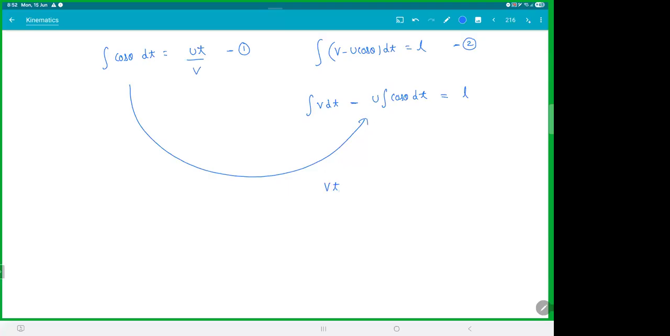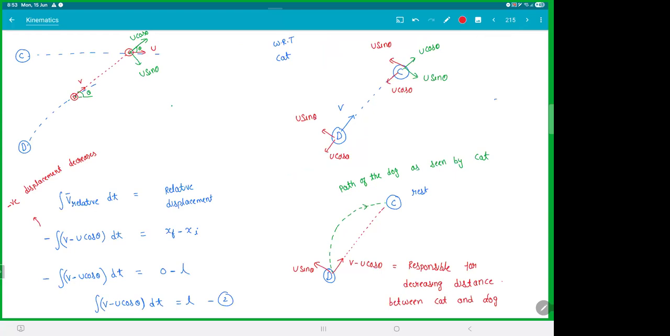Integral v dt will be vt. This will be minus u times ut by v is equal to L. We'll get time is equal to v into L by v square minus u square. This is a standard result. When something like this comes, people do remember the result actually. But you should know the process.